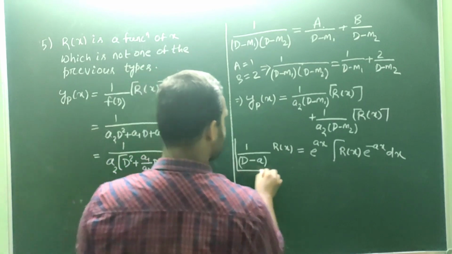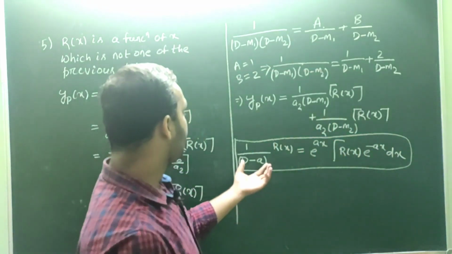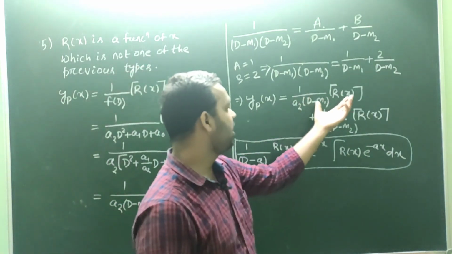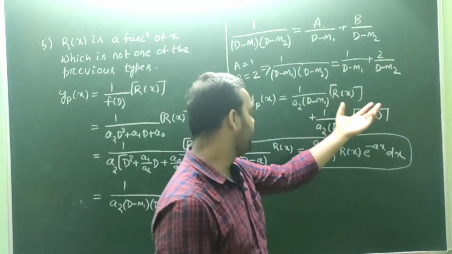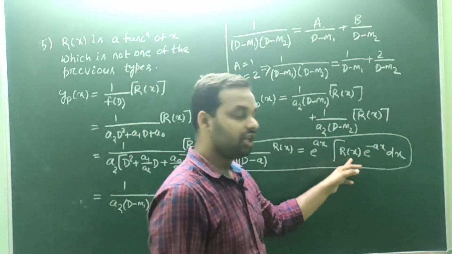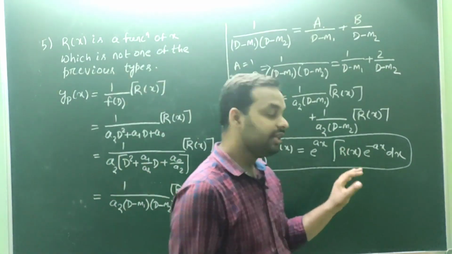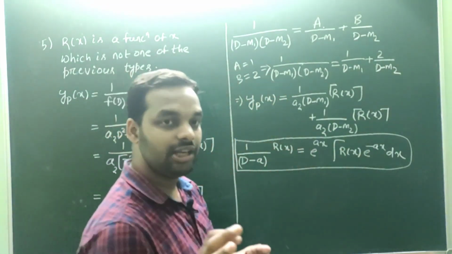Right? This is the generalized formula. To operate 1 by d minus a term on R of x, you have to use this formula. So this has been proved, we are not just taking it. This has been proved. If you want, you can tell me in the comment section.